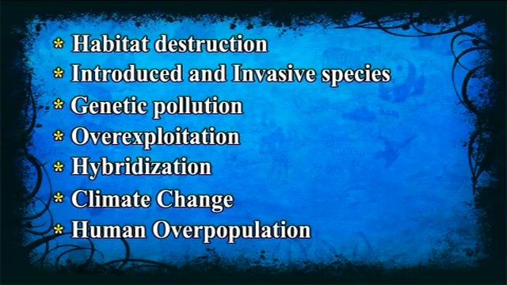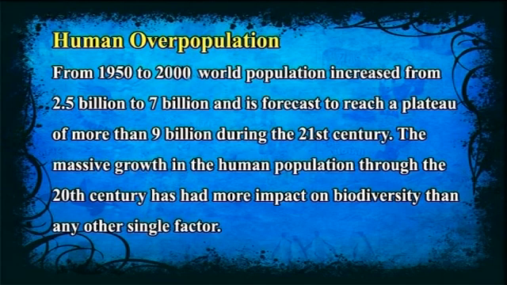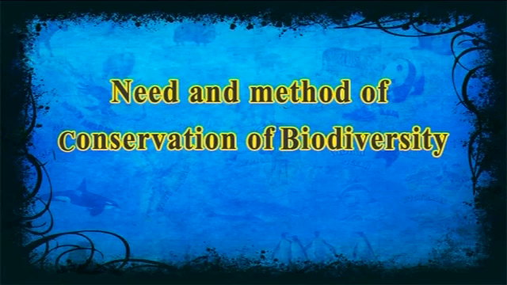Another one is human overpopulation. From 1950 to 2000, world population increased from 2.5 billion to 7 billion, and it is forecasted that it will reach a plateau of 9 billion during the 21st century. The massive growth in human population through the 20th century has had more impact on biodiversity than any other single factor. At least until the middle of the 21st century, worldwide loss of biodiversity depends on population growth itself.